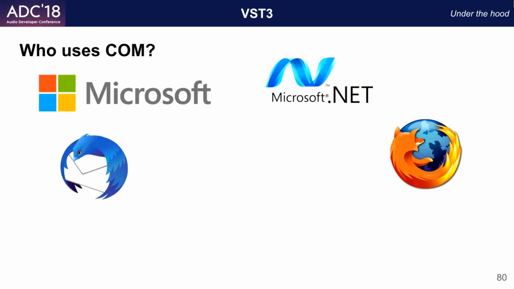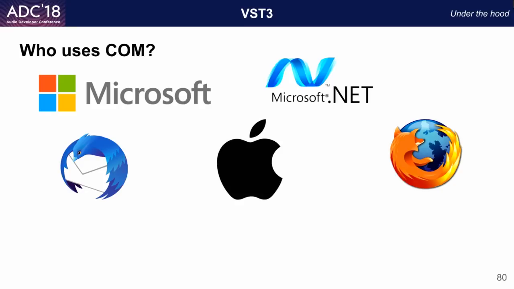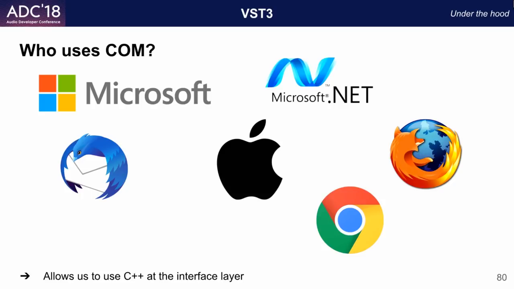Yeah, so Apple, in their latest operating system, also use COM, and they use a bunch of it, right? And Google uses it in Chrome for their plugins. So all of these people are still using COM, and they still decide to use it. And the reason is because it's good, right? It might be ugly, but it does the job really, really well. It allows you to use C++ at the interface layer.